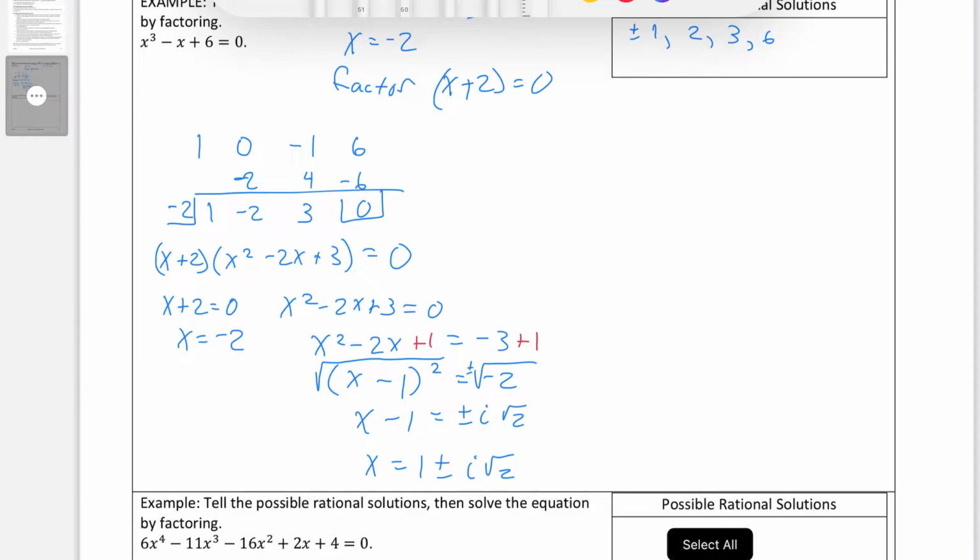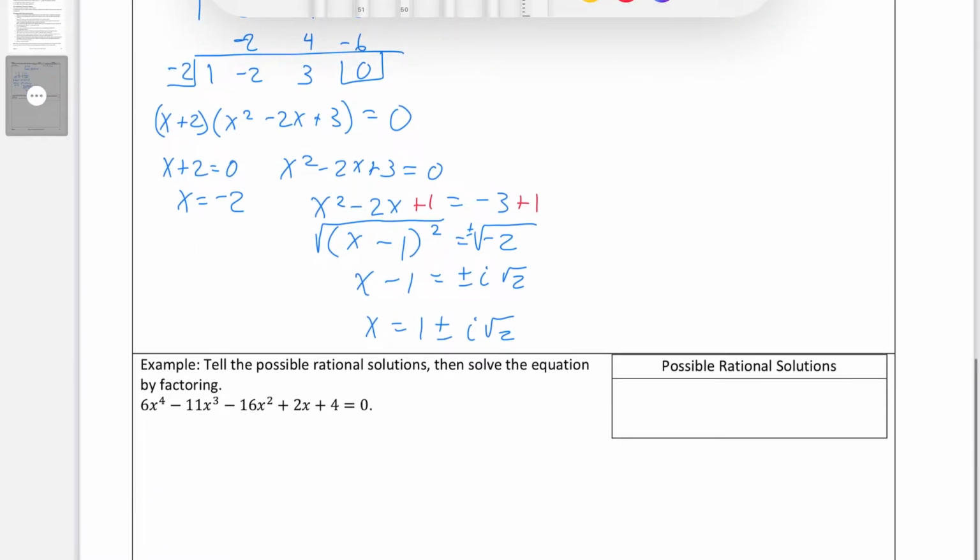So I've found my three solutions. My three solutions are x equal -2, and x is equal to 1 plus i square root of 2, or x is equal to 1 subtract i square root of 2.